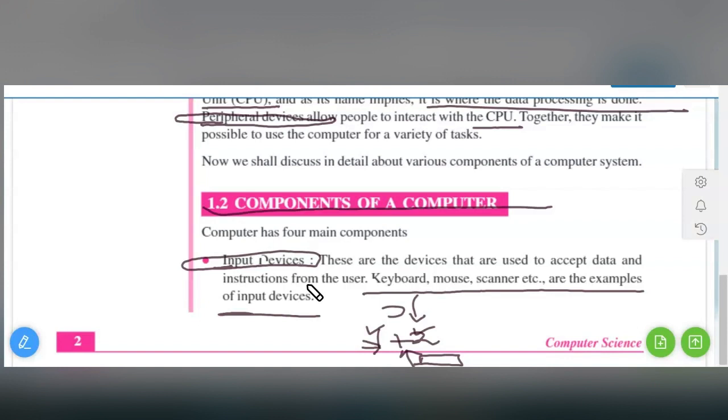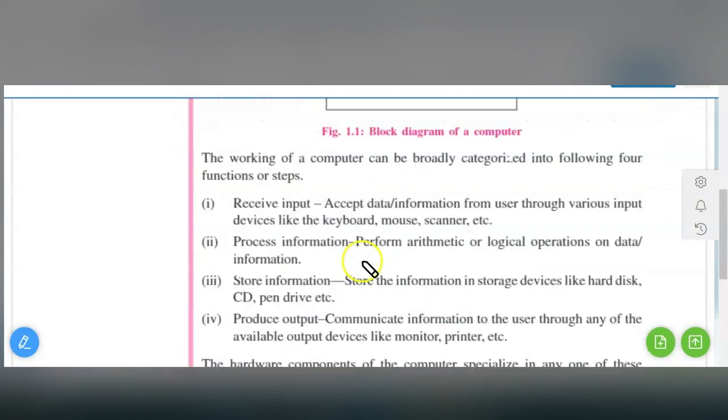Next one is mouse. Mouse is usually used for clicking, selecting options, all those things. Next one is scanner. Scanner is for whatever from outside you can feed into your computer. So it is also another kind of input device. We will see one by one in detail what these things mean and how they look, and all those things.